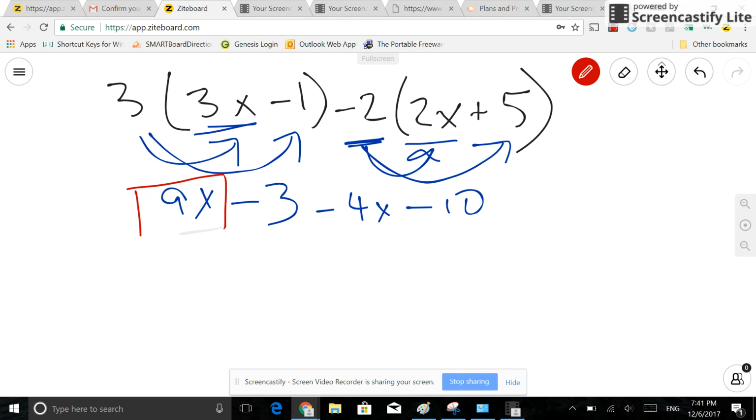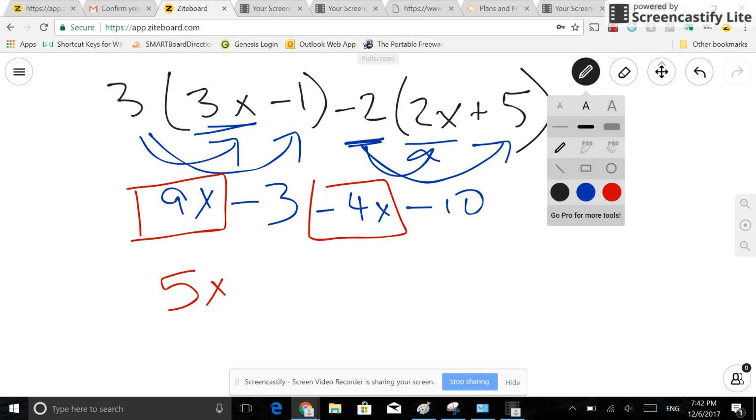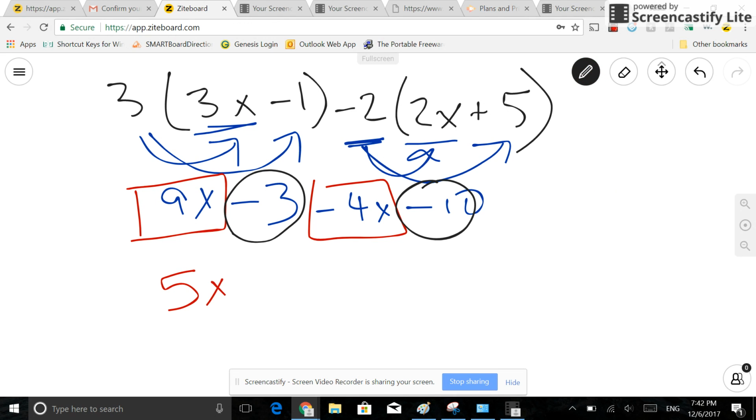So that's the first thing I did, was I distributed whatever I could. Next, I'm going to combine my like terms. 9x plus negative 4x gets you 5x's. Then you have this negative 3 plus a negative 10, which gets you a negative 13. So 5x minus 13 would be your final answer for this problem.